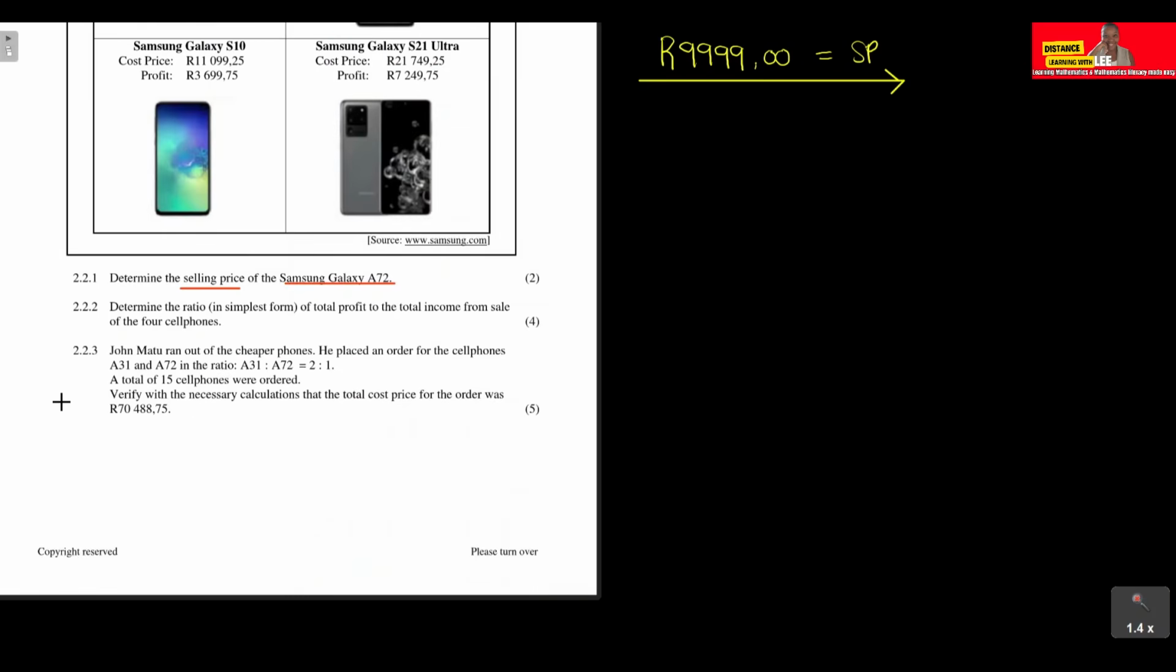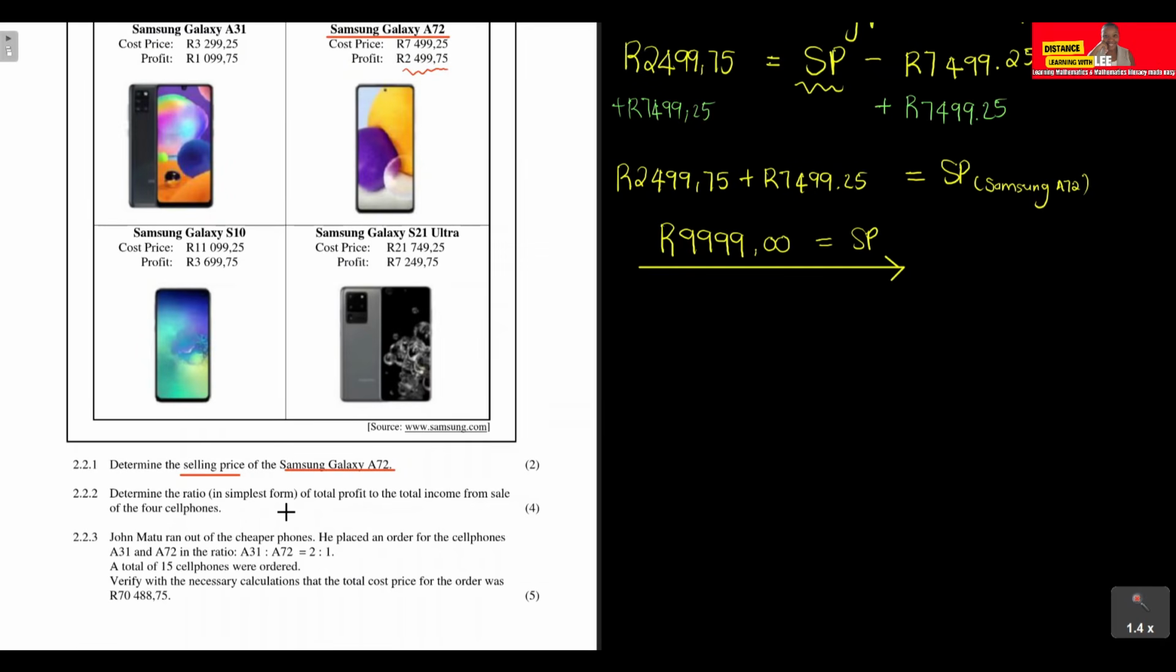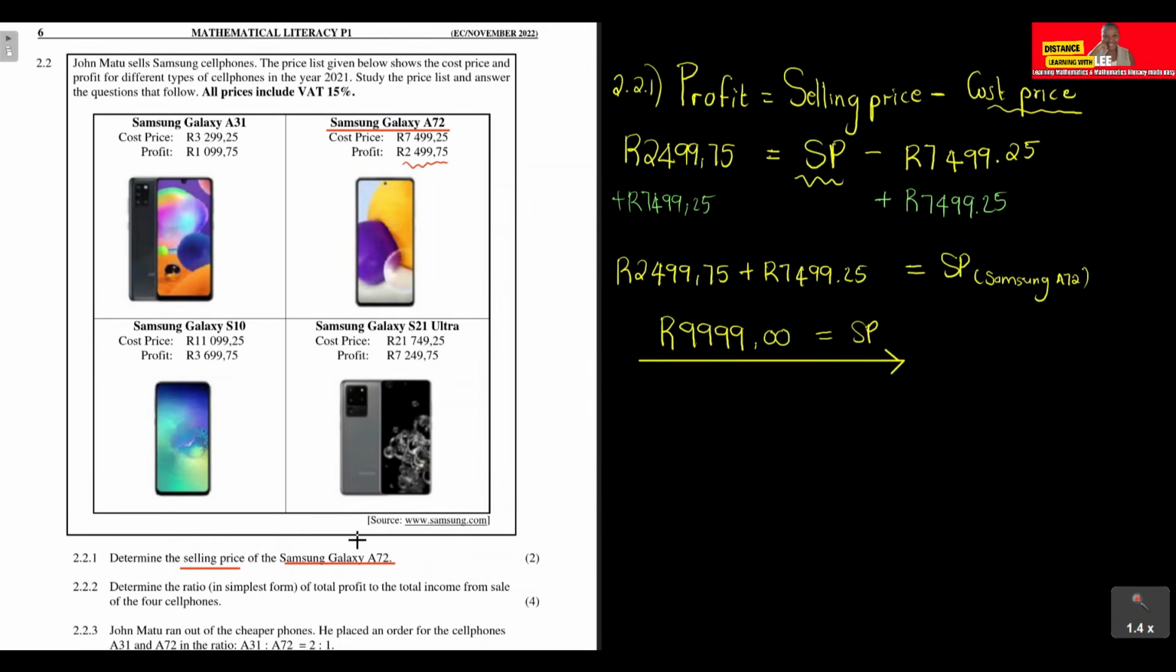All right, let's have a look at question 2.2.2. It says determine the ratio, in simple form, of the total profit to the total income from the sale of the 4 cell phones. So we want to determine the ratio. What I always say to my matric learners is that when you're given ratio questions, these questions tell you exactly what you need to do.